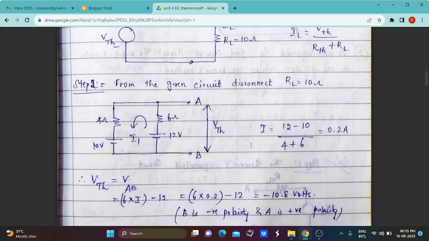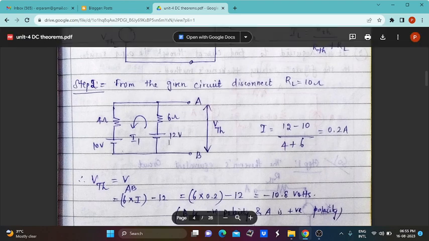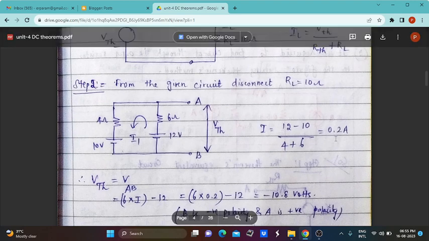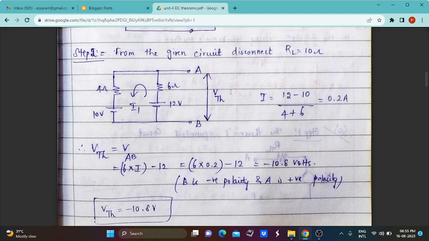With the help of this rule, I is equal to, here two voltage sources are there and two resistances also there. With the help of this simple concept V equal to I into R, Ohm's law, we are able to find this I value. So I is equal to 12 volt minus 10 volt divided by 4 ohm plus 6 ohm. Finally we get 0.2 amps. So this 0.2 amps is the current I, that means the current flowing through this particular loop.